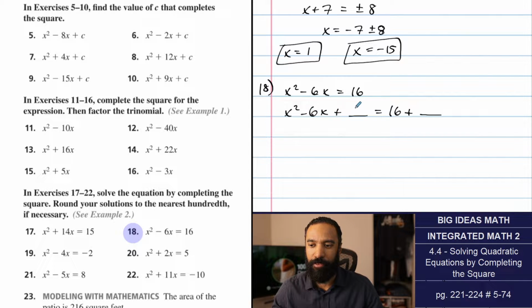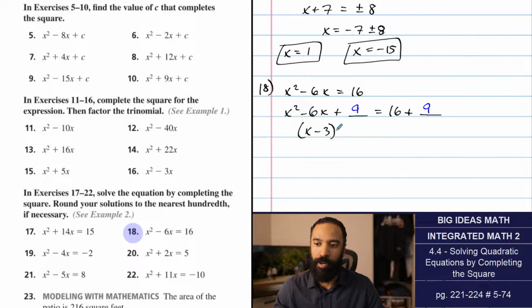Negative 6 divided by 2 is negative 3. Negative 3 squared is 9. I'm going to add 9 to both sides. And this factors into x minus 3 quantity squared. Remember, once again, once I found out that negative 6 divided by 2 is negative 3, this automatically would pop into here.